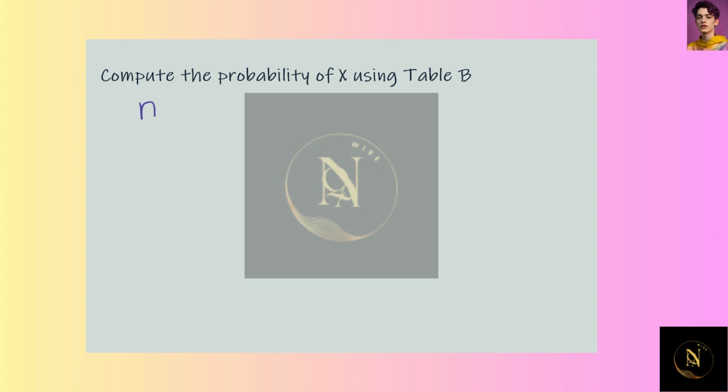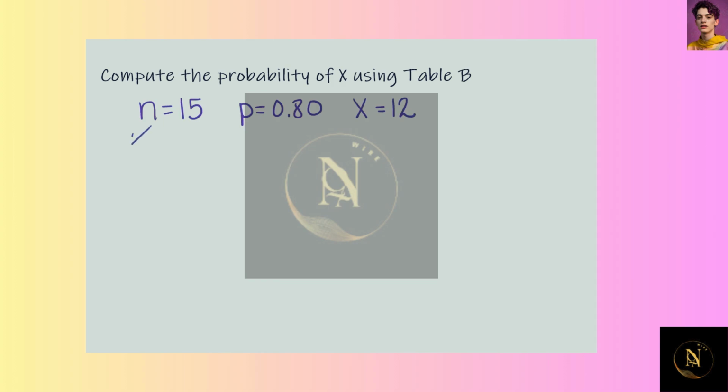For our first example, we see that n equals 15, p equals 0.80, and x equals 12.